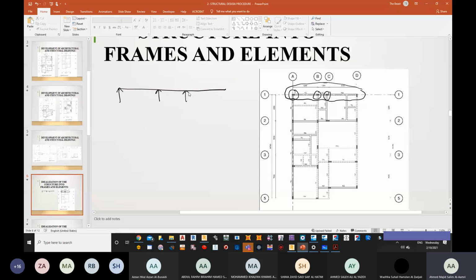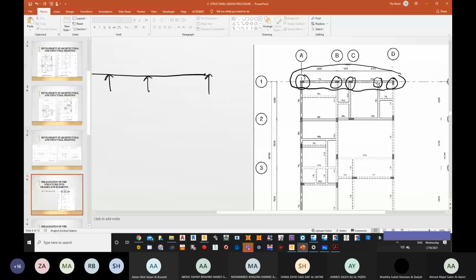Now, what do we have in this junction? Can you see? What is there? Is it a column? No. That's a beam on a beam, right? Do you agree that's a beam on a beam? Okay, so it's going to be a beam on a beam.